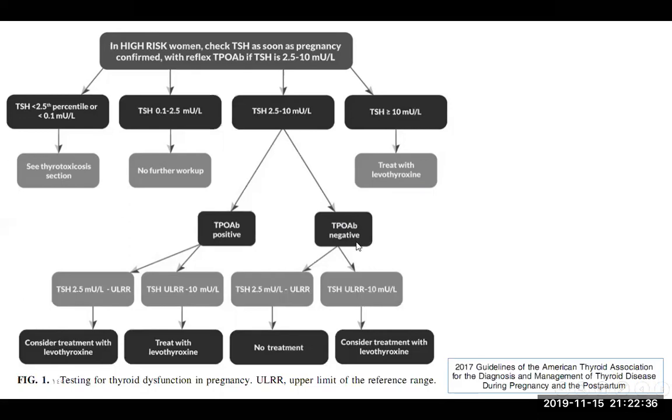But if anti-TPO is negative and TSH is more than 10, consider treatment. A TSH between 2.5 and 4 or the upper reference range of the normal, no indication for treatment because anti-TPO is negative. So the American Thyroid Association guidelines do not recommend managing a euthyroid female with TSH 2.5 to 4 and anti-TPO negative. They recommend to treat if TSH is more than 4. Consider treatment if it is more than 4 to 10. If more than 10, must treat.